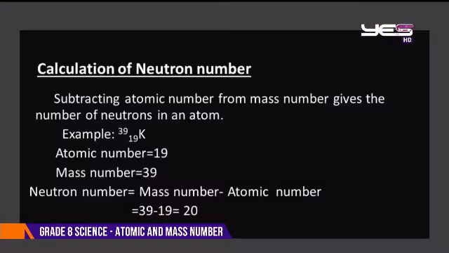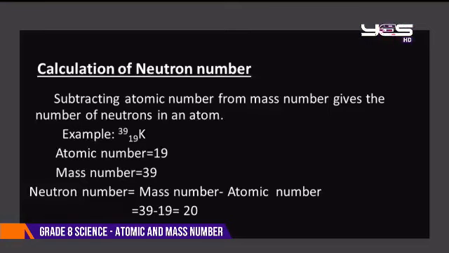Now how to calculate the neutron number in an atom? If you know the atomic number and mass number, we can easily calculate the number of neutrons present in an atom. Okay. Subtract atomic number from which number? Atomic number from mass number, we will get the neutron number. With the help of an example, we will get more idea.